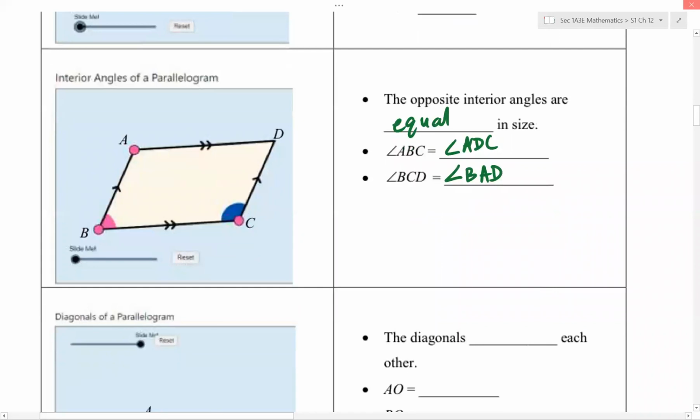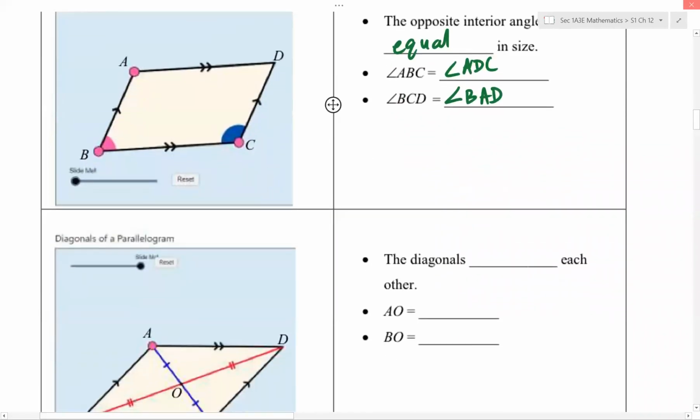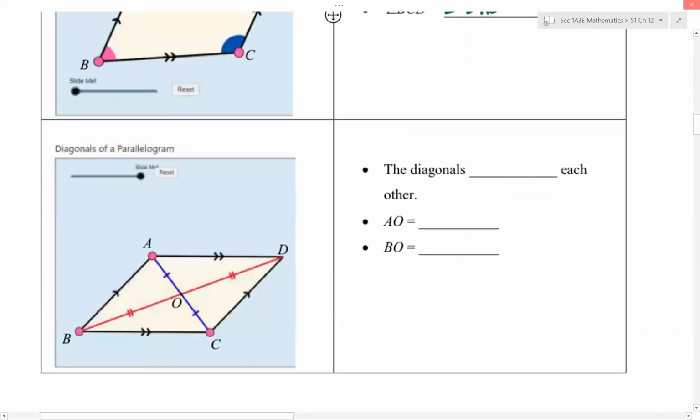So far simple. Now the diagonals. Diagonals from one point to the other point, one point to the opposite point. So we've got a red diagonal and a blue diagonal. They bisect. They bisect each other.